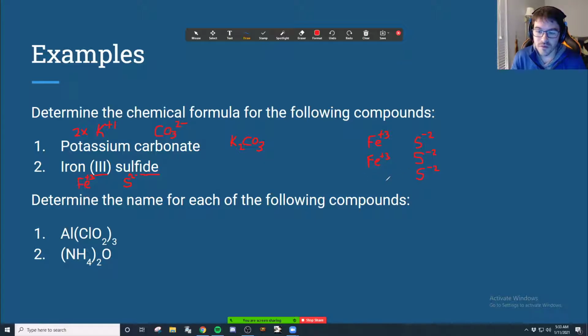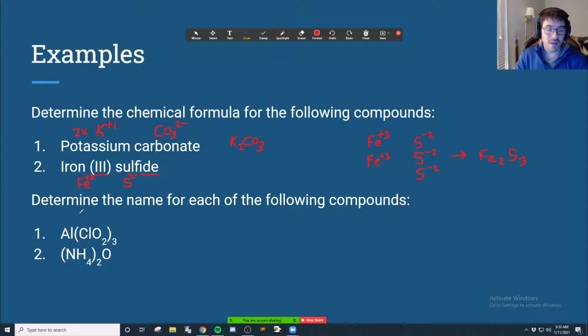This turns out to be the simplest ratio of ions that will make a compound that has an overall charge of 0. Okay? So the chemical formula then would be Fe2S3. Okay, Fe2S3. That would be iron 3 sulfide. Okay? All right, very good. So that's how you determine the formulas.